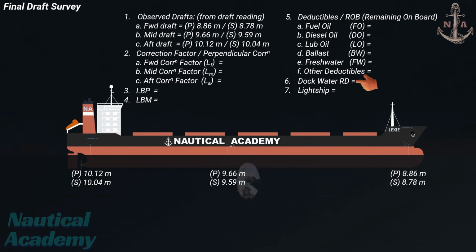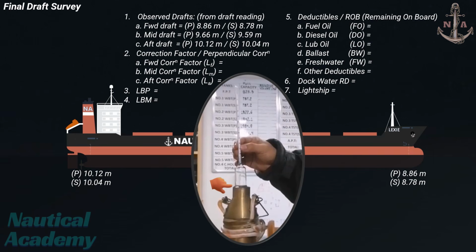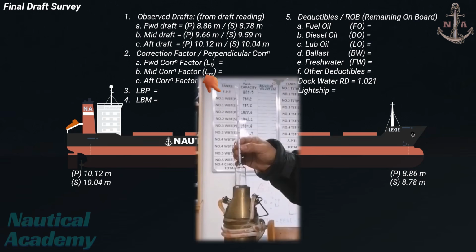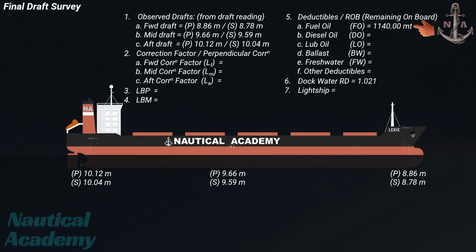Next, measure the relative density of the dock water using a hydrometer. In this case, it is 1.021. Then, take soundings of all tanks to determine the ROB. For fuel oil, diesel oil, and lubricating oil, coordinate with the chief engineer. All other required data will be determined as we proceed with the calculations.